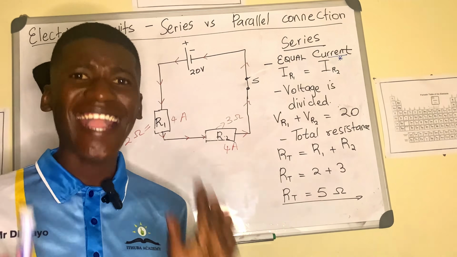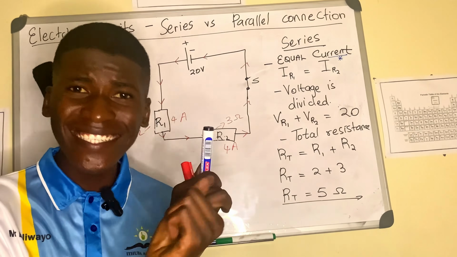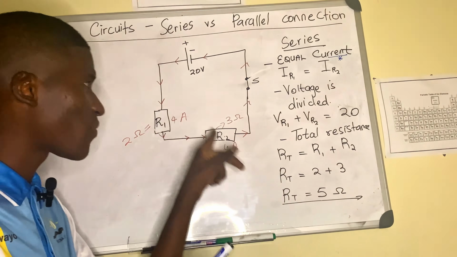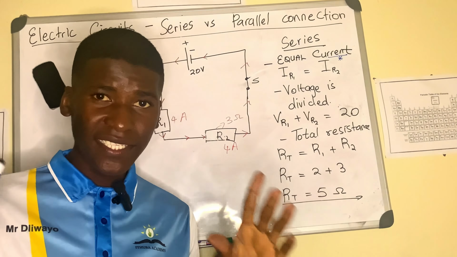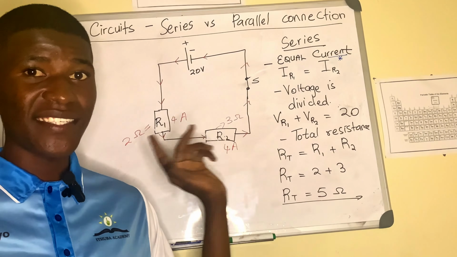You must not add things that should not be added. I'm telling you again, current is the same. Don't be like 4 plus 4 is 8 amperes. Wrong. I repeat, grade 10s, 11s, 12s. It's fine. This is a series circuit.